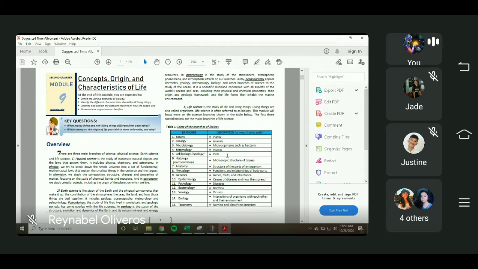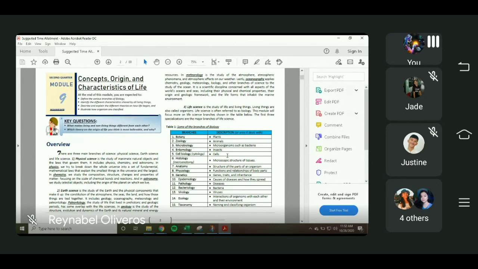So that's number 1, the physical science, which has 3 branches: physics, chemistry, and astronomy. Next is earth science. Earth science is the study of the earth and the physical components that make it up. It is the constitution of the atmosphere, the seas, the land, and how those things are tied together. Earth science includes geology, oceanography, meteorology, and paleontology.